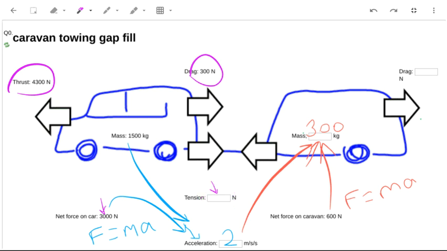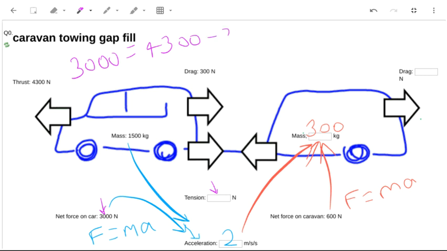Okay, so if I just write that out, the net force, 3000, is the forward force, 4,300, minus 300, because it's going in the other direction, the drag, minus the tension, which I don't know. That tells me then, it's quite simple to solve it, that the tension must then be 1,000 newtons.